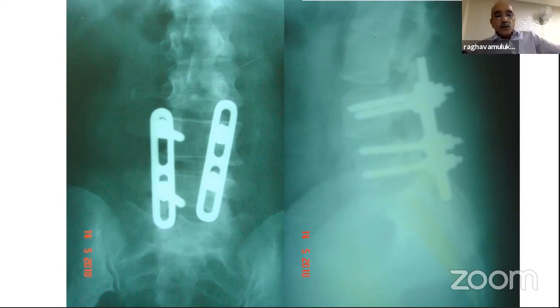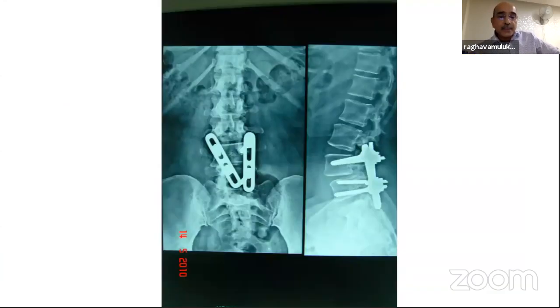So this lady couldn't even walk a few steps, and she was in severe pain. So as expected, I went in and said, that's the lytic listhesis. See the implants now, a month later? That's the picture now. As you can see, there's a problem here at L3 level, and this is all collapsed. And obviously there's a big failure of implants.